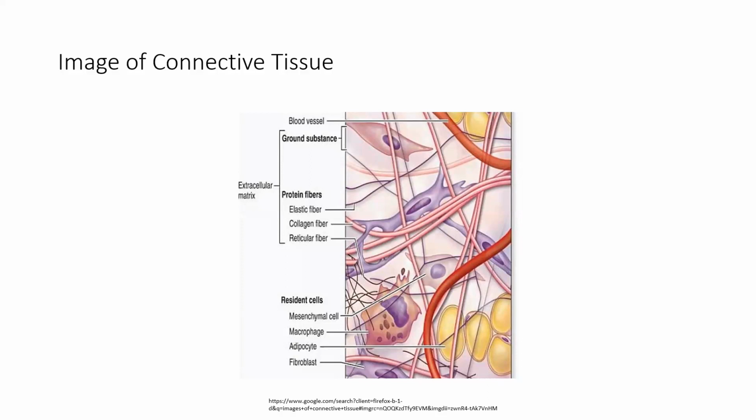Connective tissue proper is made up of fibroblasts, which contain collagen fibers, elastic fibers, and reticular fibers. Connective tissue proper is a combination of both loose and dense connective tissues.